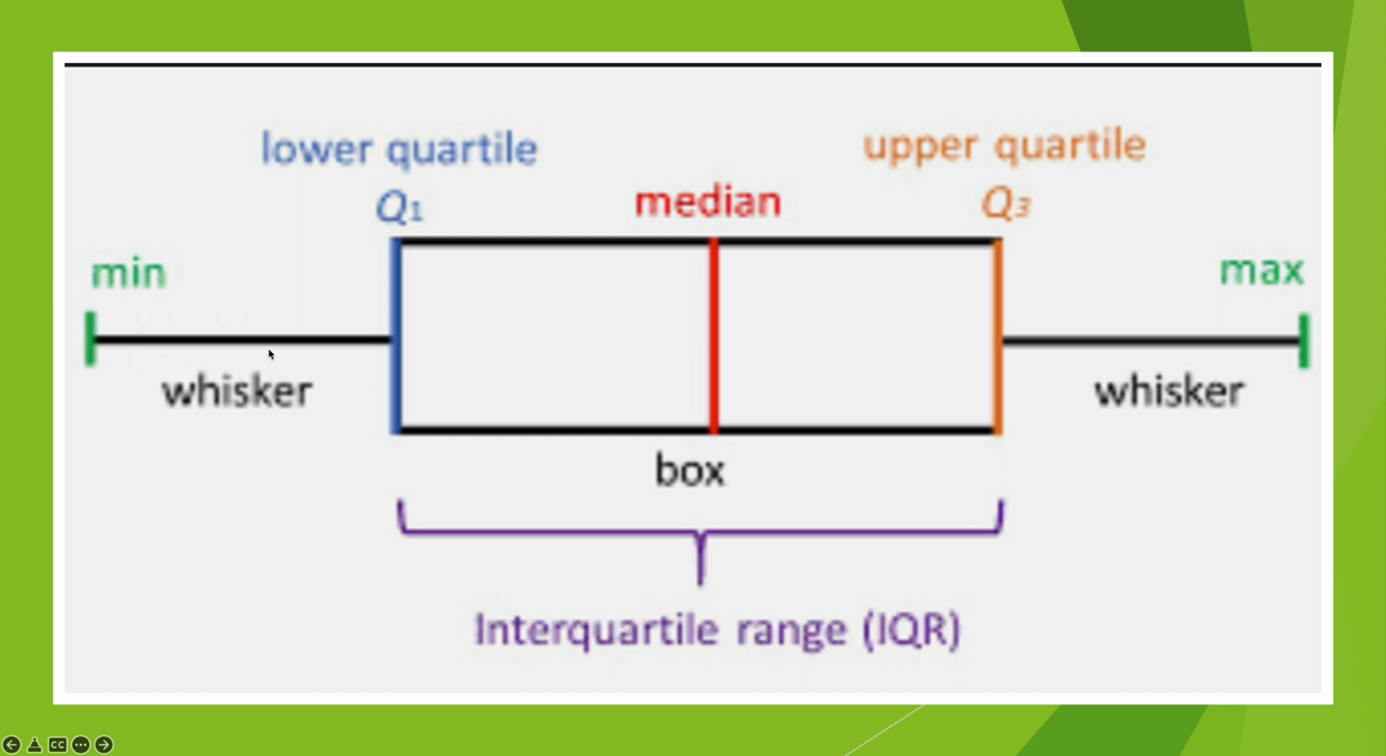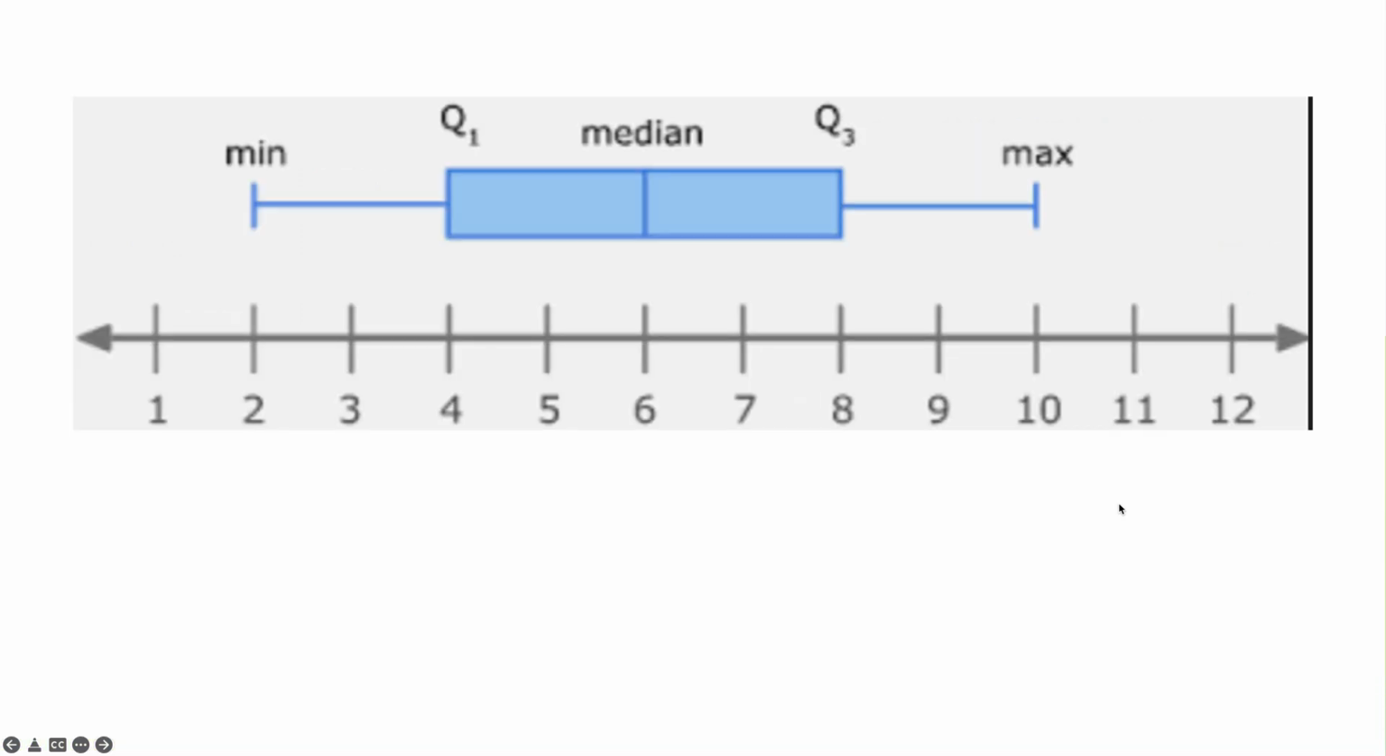One last thing to consider is what we call the interquartile range. You know the range is the highest minus the lowest. The interquartile range is the highest quartile, namely the third quartile, minus the lowest quartile, namely the first quartile. So let's now take a look at this and figure these things out.